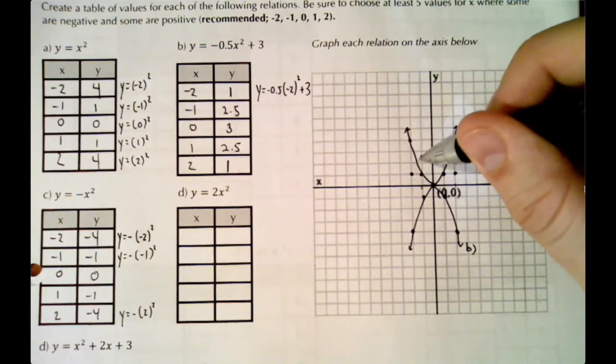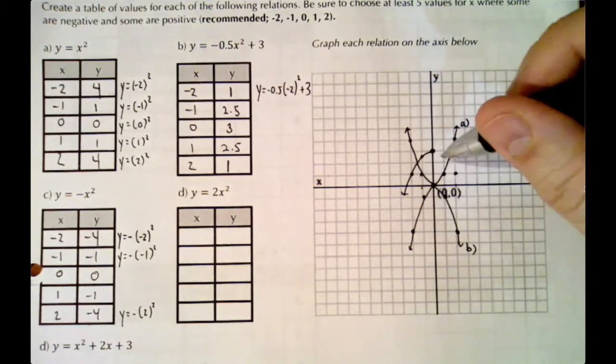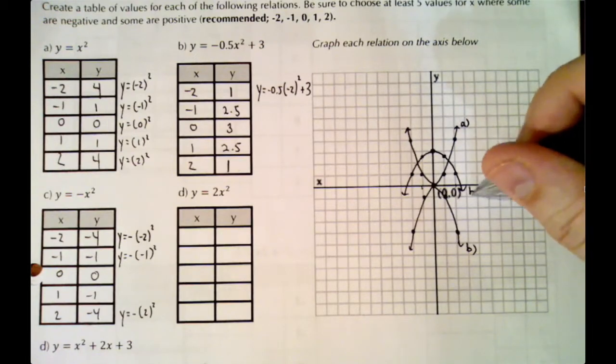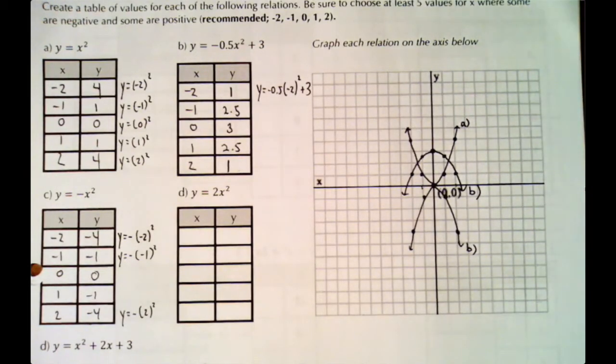Let's connect them. Extend just a little bit. And as I promised, which way is that parabola open? It opens down like a frown. And it's because that number in front's negative.